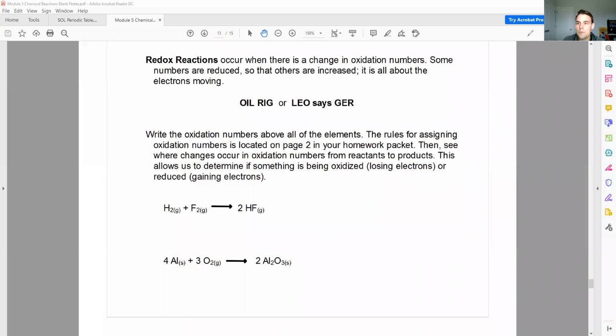Hi, everyone, and welcome to the fifth and final lesson for this module. And this one's going to be another short one, but it's another one where you're going to need the time to practice. This one is on redox reactions.